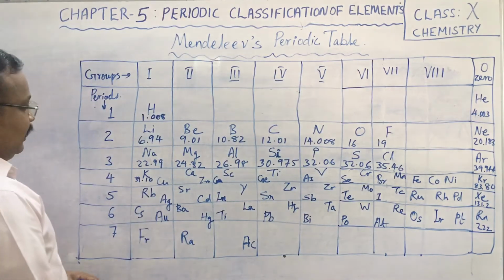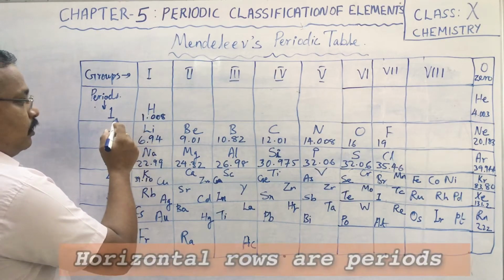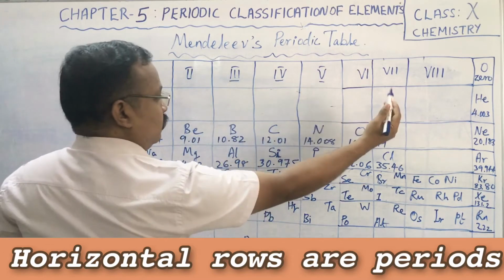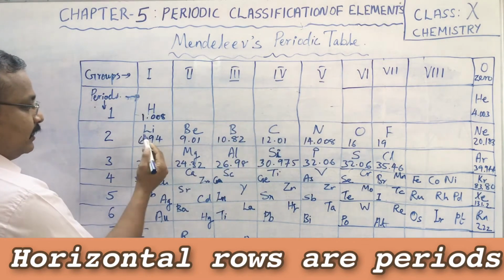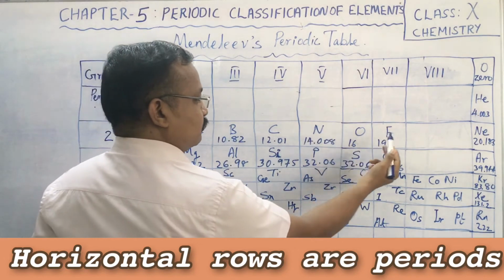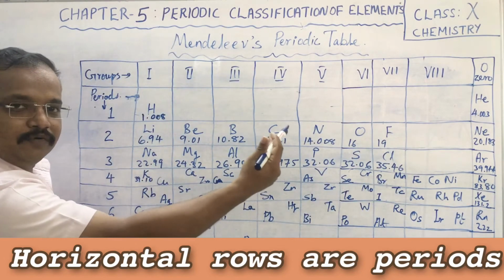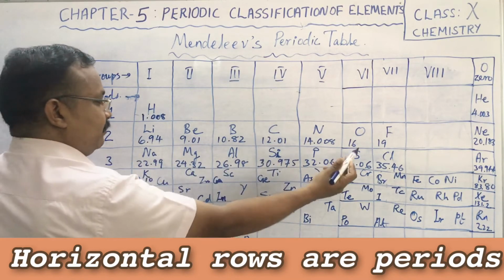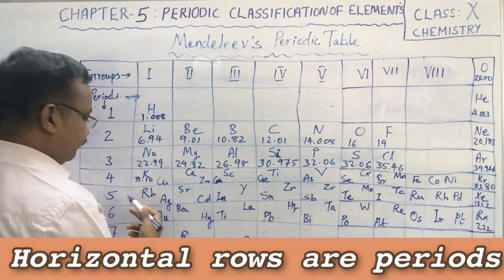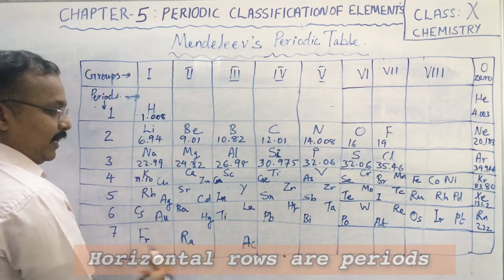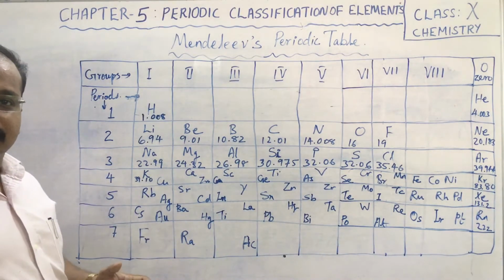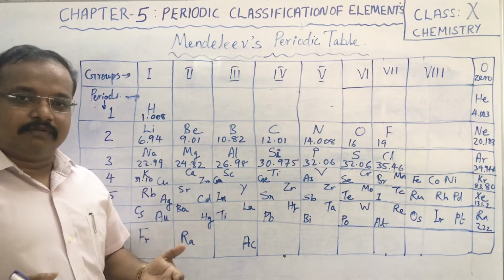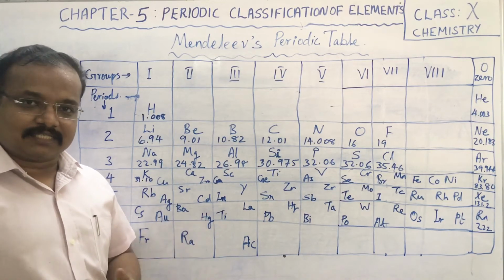And he also made some horizontal rows. These are our rows, we can say. This way it will go: hydrogen to helium, then lithium, beryllium, boron, carbon, nitrogen, oxygen, fluorine, neon. That is the increasing order of atomic masses. Then we have the second period, this is the third period, then the fourth period, fifth period, sixth period and seventh period. In the modern periodic table also we have 7 periods only. In the next class, we will be learning about the modern periodic table. There we will discuss that.